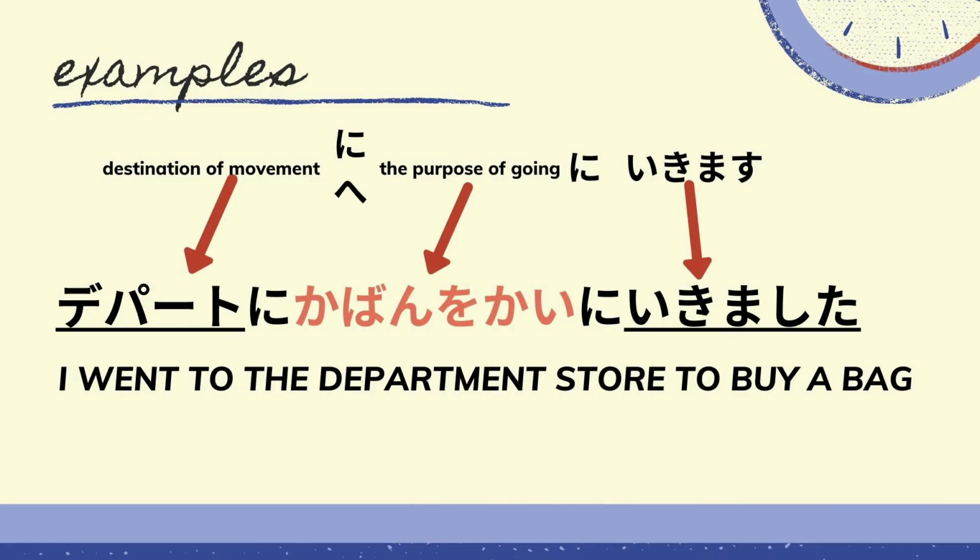Our first example here is, depato ni kaban o kai ni ikimashita. Depato is our destination of movement, followed by particle ni, and our purpose of going is kaban o kai ni or kaban o kaimas, to buy a bag. Then, followed by particle ni and ikimas. Dito naka-past tense siya. So, ang meaning niya na is, I went to the department store to buy a bag. Pumunta ako sa department store para bumili ng bag.